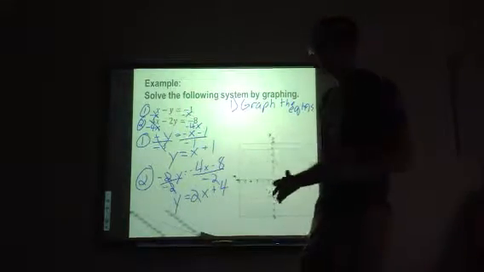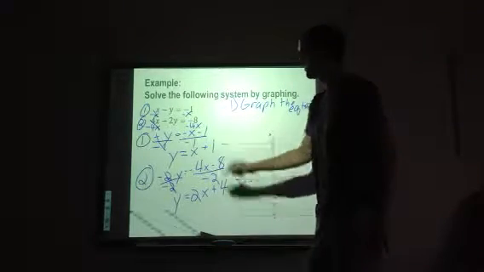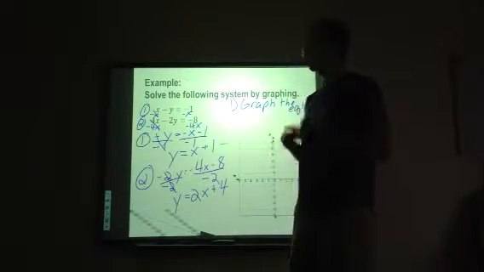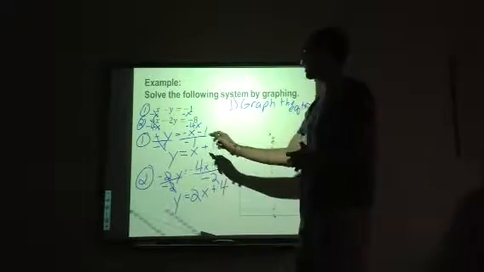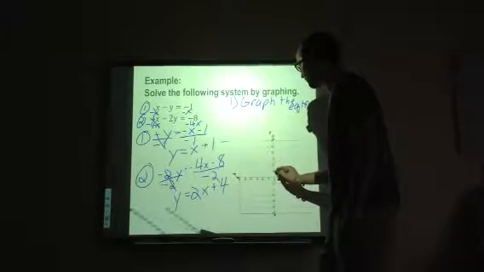And then we're going to graph those. So let's graph equation 1 in green up here. So y equals x plus 1. Ask yourself, what is the y-intercept? What is y going to be when x is 0? Well, when x is 0, y is going to be 1. So we have a point at 0, 1.